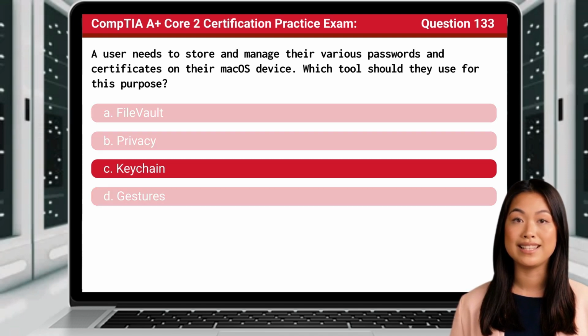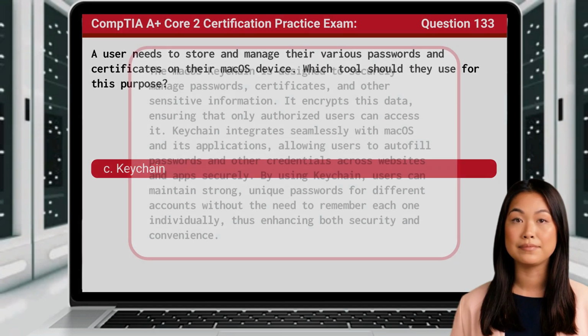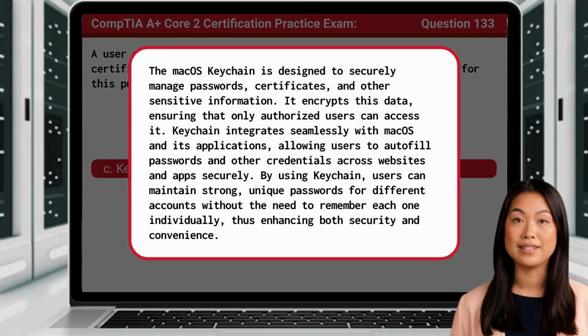The answer is C. Keychain. The macOS Keychain is designed to securely manage passwords, certificates, and other sensitive information. It encrypts this data, ensuring that only authorized users can access it. Keychain integrates seamlessly with macOS and its applications, allowing users to autofill passwords and other credentials across websites and apps securely. By using Keychain, users can maintain strong, unique passwords for different accounts without the need to remember each one individually, thus enhancing both security and convenience.